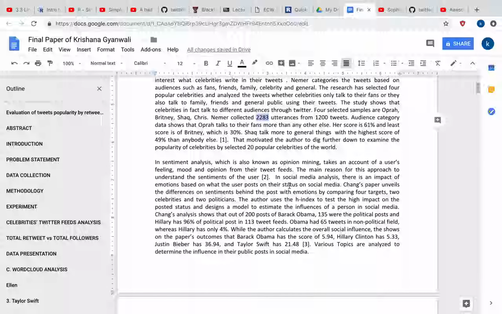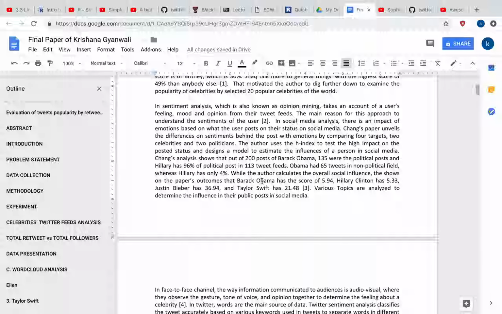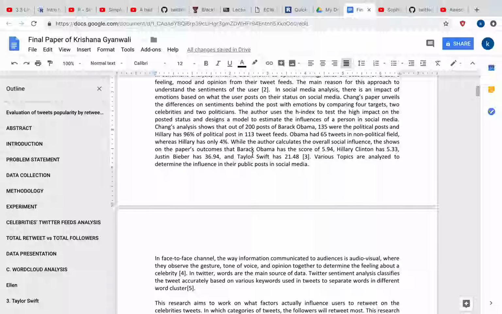So that is one paper I have used as an index. They took the tweets of Barack Obama, Hillary Clinton, and I think Oprah and Justin Bieber, and looked at what they actually post on their tweets. Obama had 65 non-political tweets, and Hillary has only 4% non-political tweets. So her 96% of tweets were political.